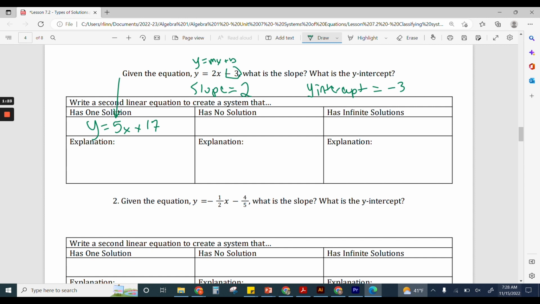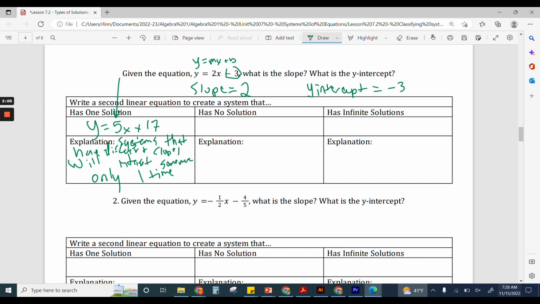My reasoning is that systems that have different slopes will intersect somewhere only one time. So systems that have different slopes will intersect somewhere only one time.